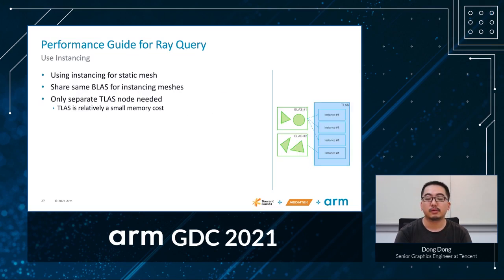An extra bonus of ray tracing pipeline is instancing. Multiple instances can share a single bottom-level acceleration structure without additional memory consumption. That means you should always use instancing to build the scene if available.